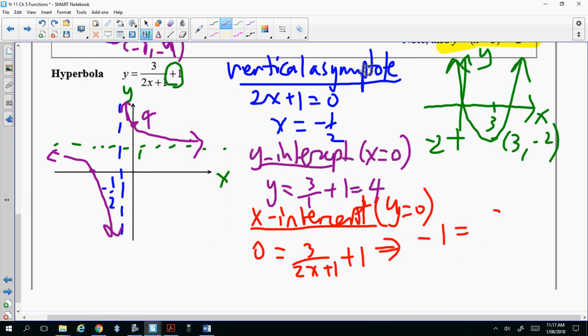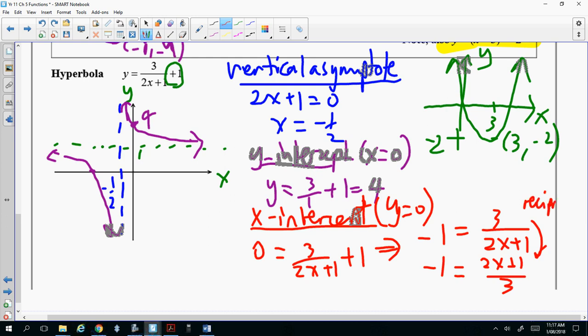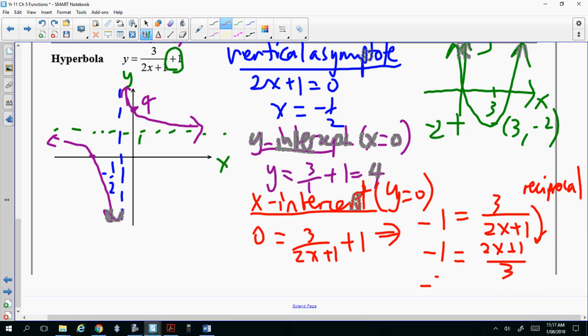Okay, you flip both sides. You flip, taking the reciprocal, so 2x plus 1 over 3. Okay, reciprocal. And then you solve for x, so what will x be? -3 equal to 2x plus 1. x should be -2. So it crosses at -2. So some work involved. Alright.